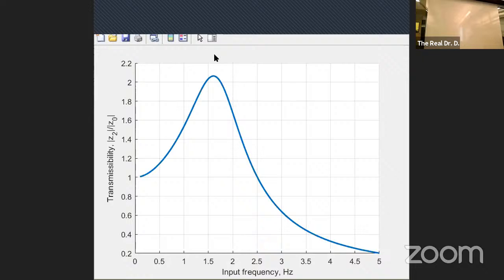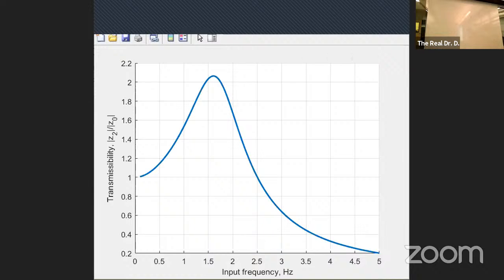But if you're running at a high frequency, you're going to be attenuating all that stuff and you're not going to feel it. Which I think makes sense if you think about the way that it feels when you drive your car. You don't feel every bump in the asphalt, but what you do feel is speed bumps, right?